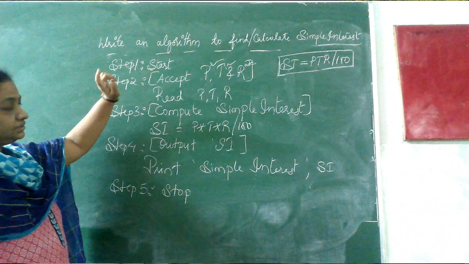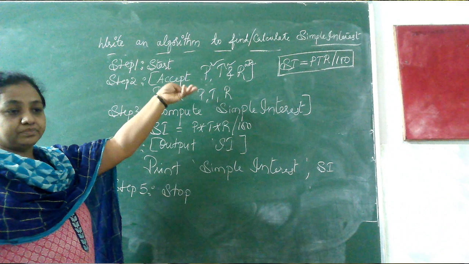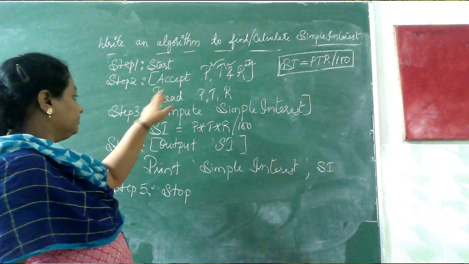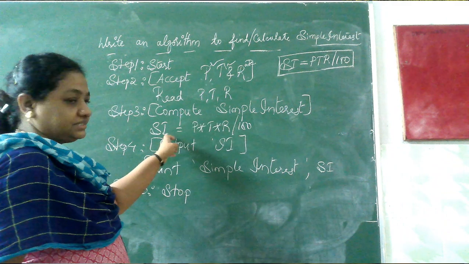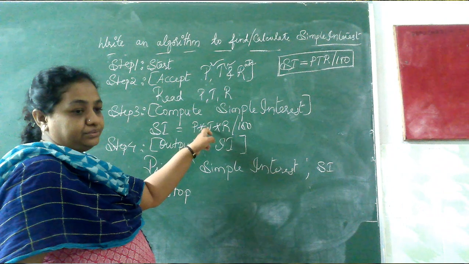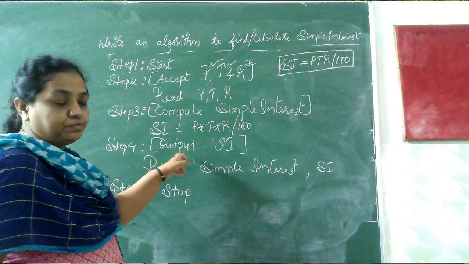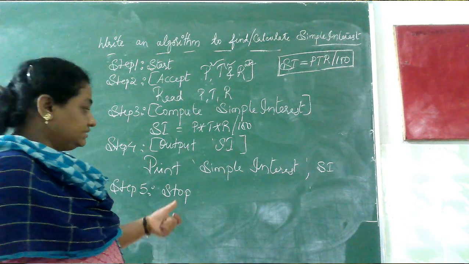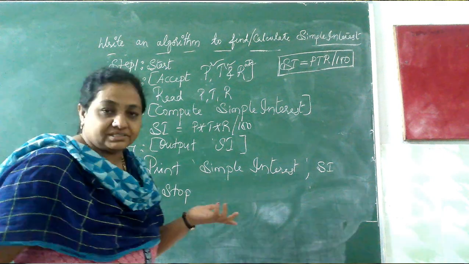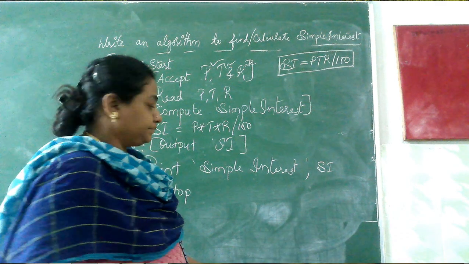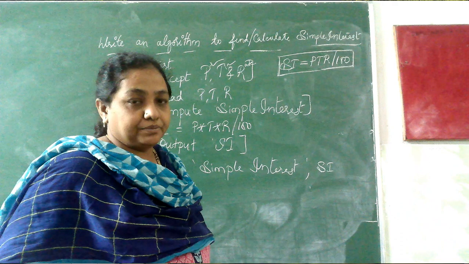Okay. How will a computer accept the values? It will input the values through its input devices. So we have a brief discussion on input devices. Which are the different input devices? If you recall keyboard, mouse, most commonly used input device is keyboard, using which the data can be inputted. So it will read PTR. So principal amount, time and rate it will read.